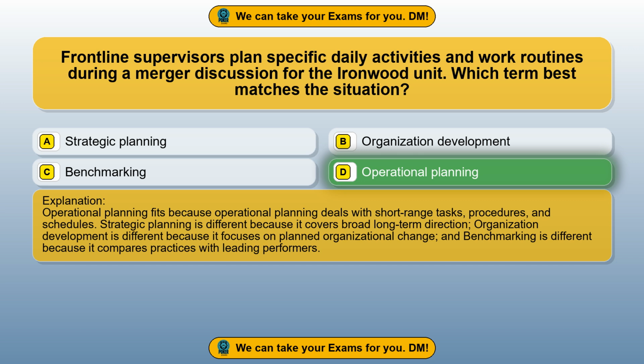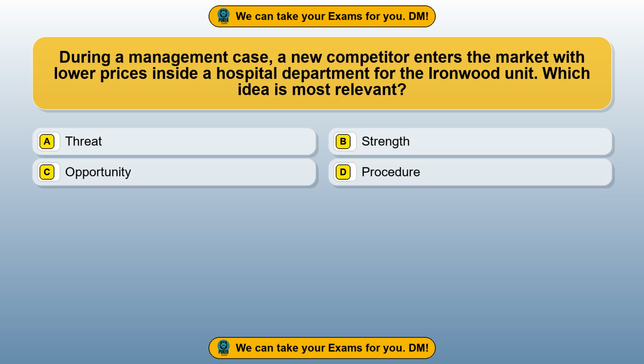Strategic planning is different because it covers broad long-term direction. Organization development is different because it focuses on planned organizational change, and benchmarking is different because it compares practices with leading performers. Question 46. During a management case, a new competitor enters the market with lower prices inside a hospital department for the ironwood unit. Which idea is most relevant?